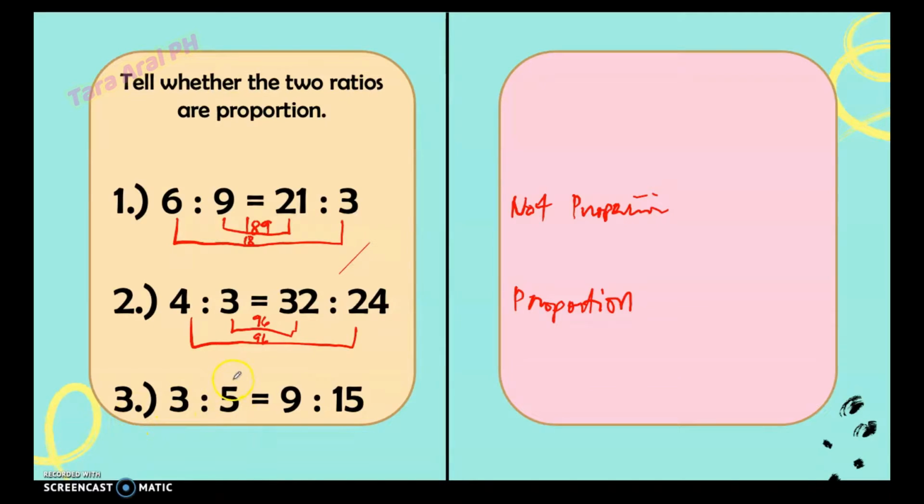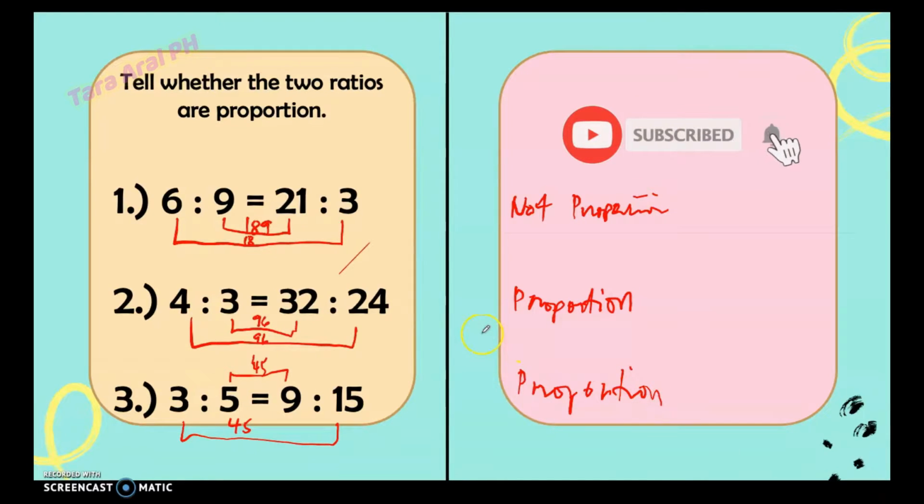Next, we have 5 times 9, that is 45. Then 15 times 3 is also 45. Then these two ratios are proportion. So that's how you check if the two ratios are proportion, by multiplying the means and multiplying the extremes and comparing them to each other.